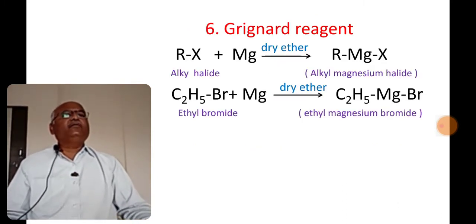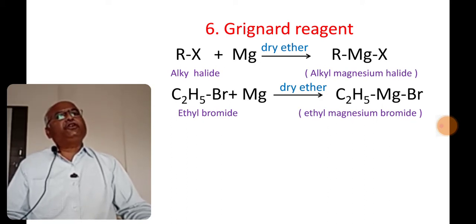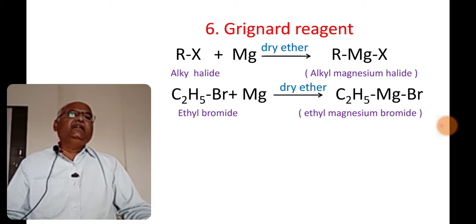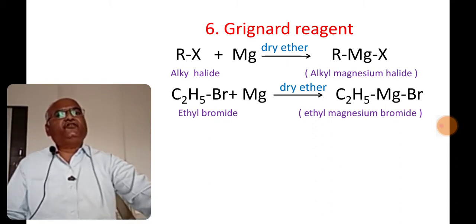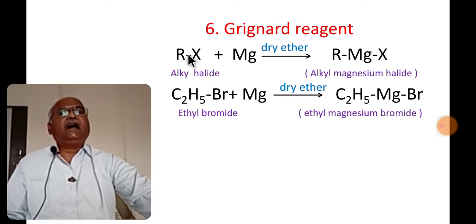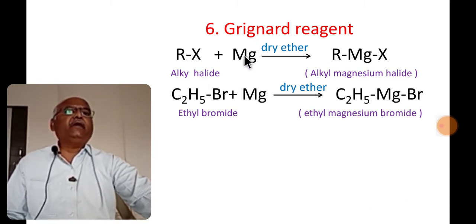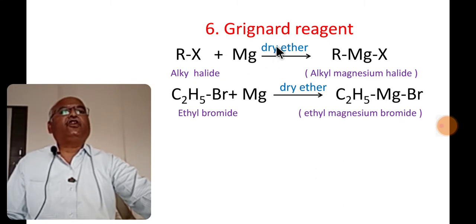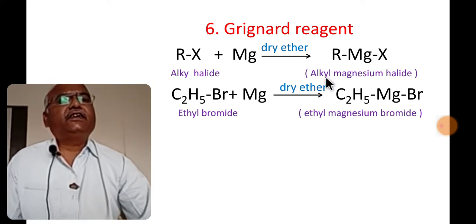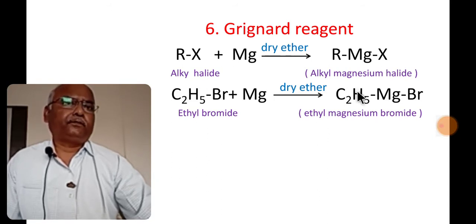Next reaction I am going to explain, Grignard reagent. The question is important for 1 or 2 marks. What is Grignard reagent and how is it prepared? Alkyl magnesium halide is known as Grignard reagent. It is prepared by treating alkyl halide with magnesium metal in presence of dry ether, and RMgX is produced. This is alkyl magnesium halide.